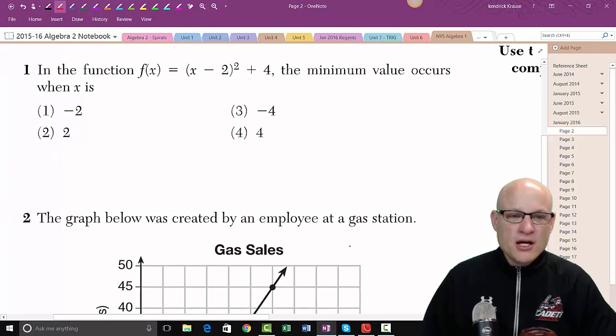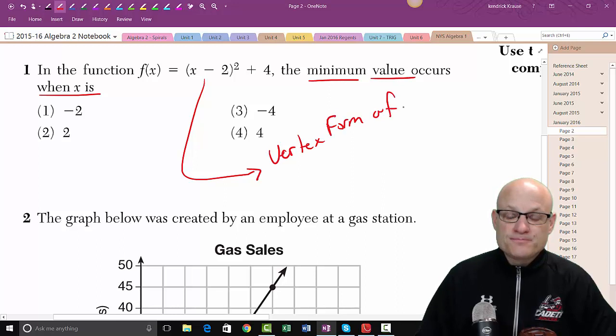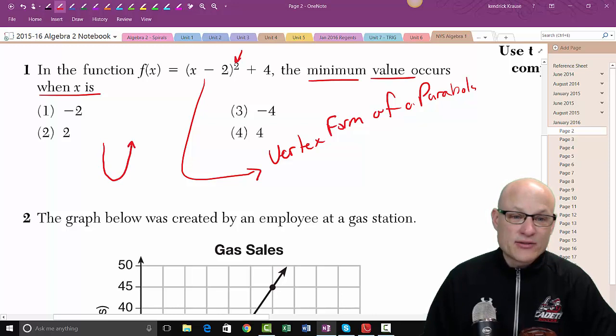All right. The function blah, blah, the minimum value occurs when x equals. Now, hopefully your teacher has shown you. I'm going to show you 2 different ways to do this problem. Hopefully your teacher has showed you that this is vertex form of a parabola. You should have known it was a parabola because there's a squared term right there. So it's a parabola that's going to open upwards like this, right? And so the minimum point is going to be the vertex down here, which is at 2, 4.